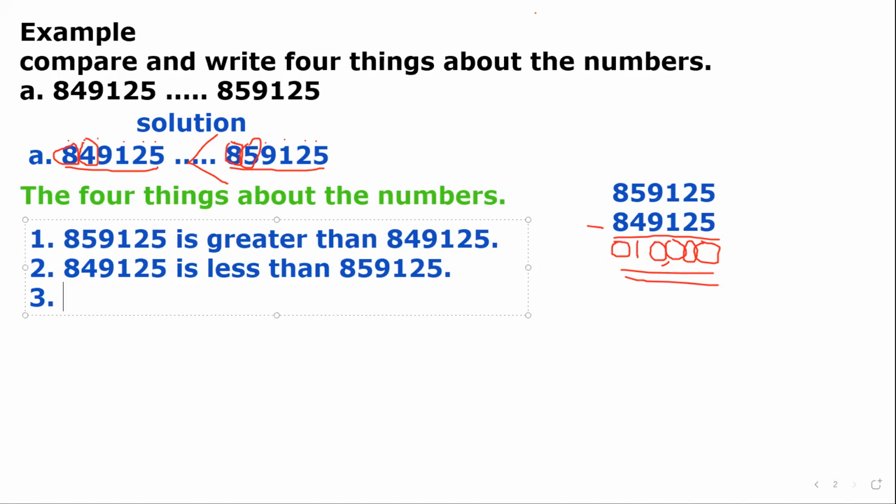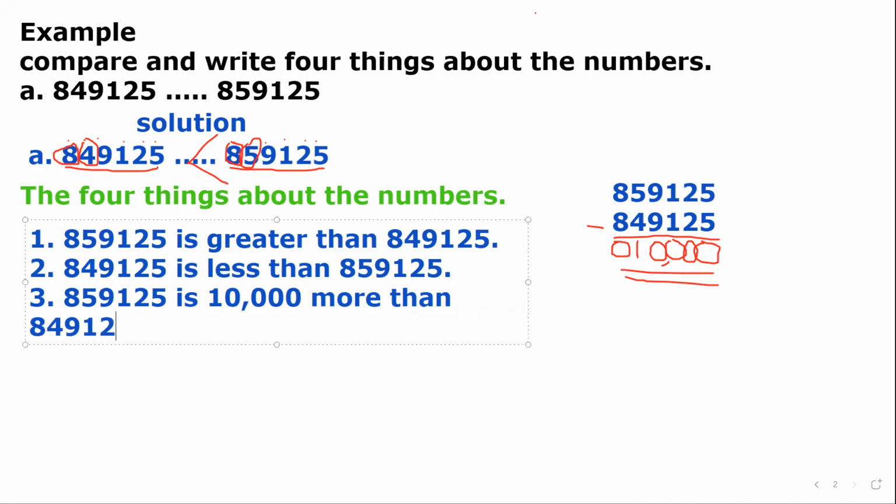Now, which means that we can start with the 859125 is 10,000 more than 849125. Okay.